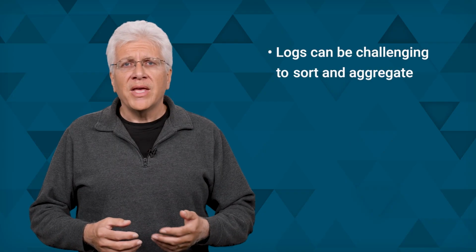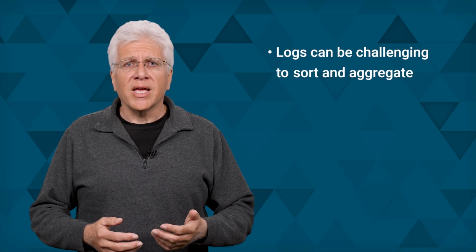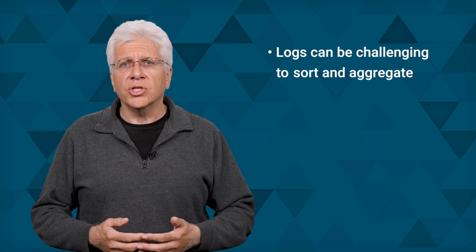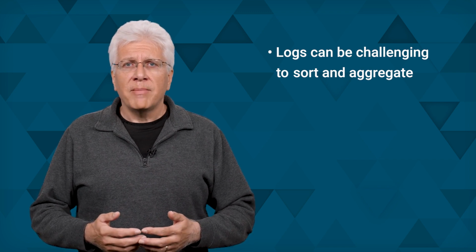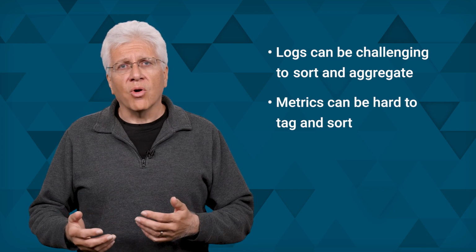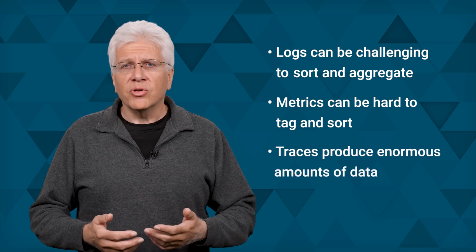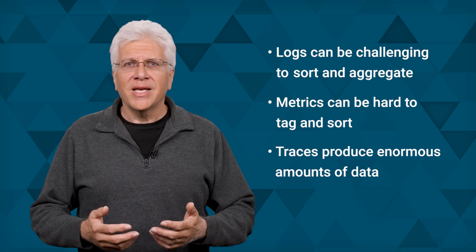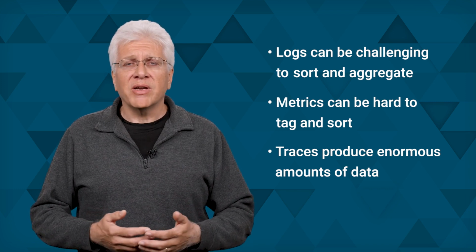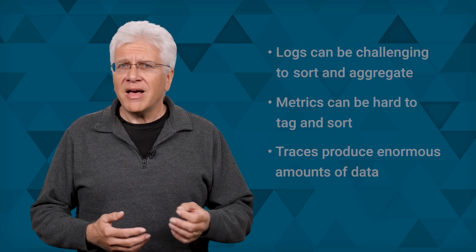All three pillars, logs, metrics, and traces, are vital to observability, but each has certain limitations. Logs, for example, can be challenging to sort and aggregate in order to draw meaningful conclusions or relationships. Metrics can be hard to tag and sort, and traces often produce enormous amounts of data. Some of that data may be necessary to gain observability, but a lot of it might not be. So, how do you overcome these limitations and difficulties?